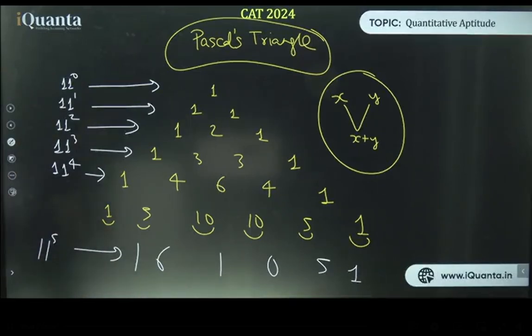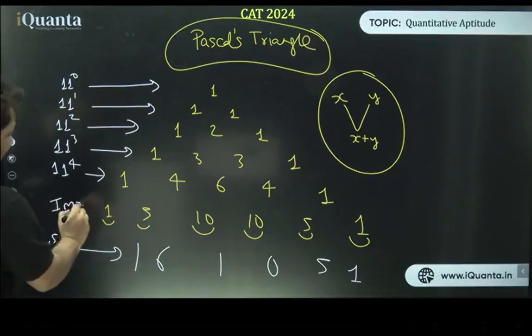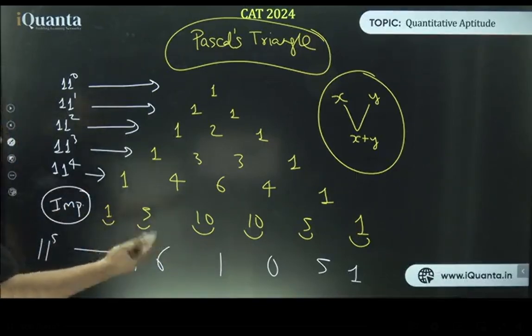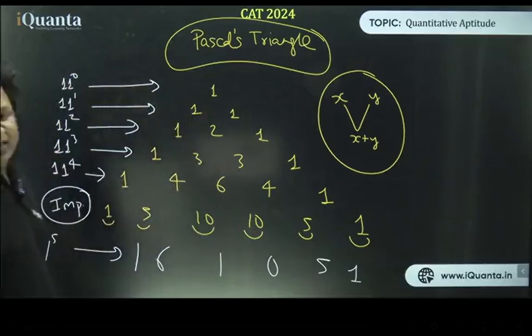Clear? Is that clear? But at the very same time, this is also important. 11 की power 5 के लिए मैंने carry forward कर दिया, but in Pascal's triangle we will not carry forward. Then where is this important? We'll talk about that now.